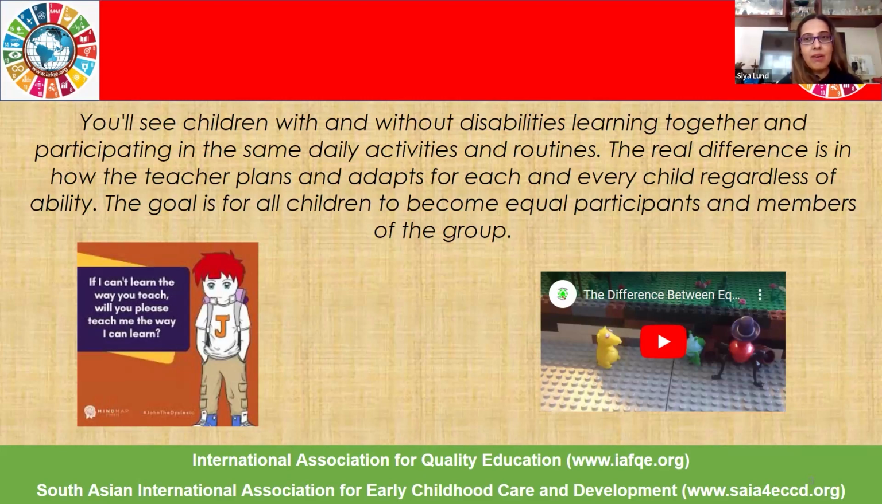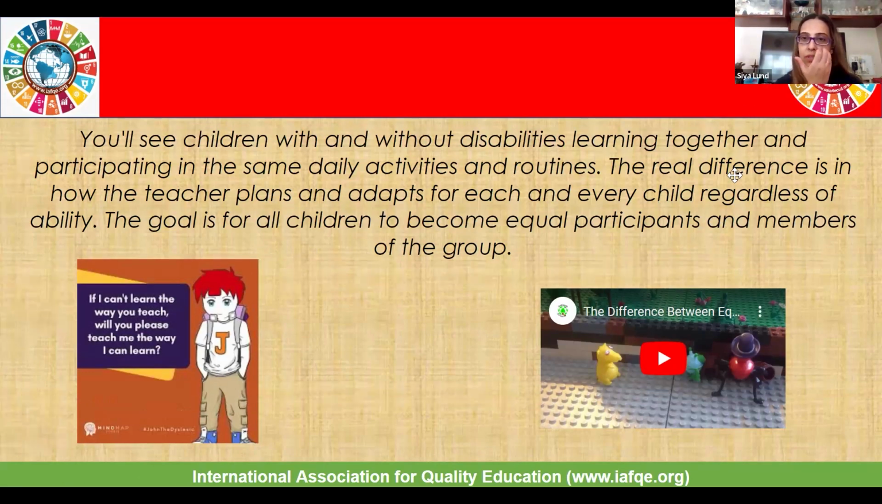And a very famous quote I read in an article: you see children with and without disabilities learning together, and participating in the same daily activities and routines. The real difference is in how the teacher plans and adapts for each and every child, regardless of ability. The goal is for all children to become equal participants and members of this group. But what is equality in education? Do you think every child needs the same opportunities that the other child is getting? Do you think equality can solve the problem? Or is it something else that we can do?